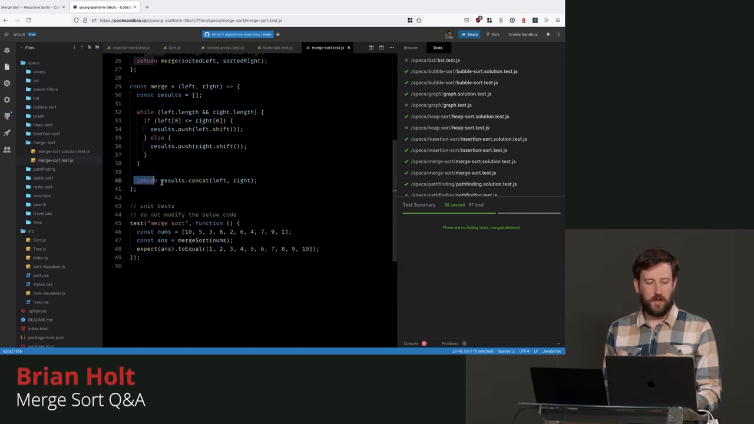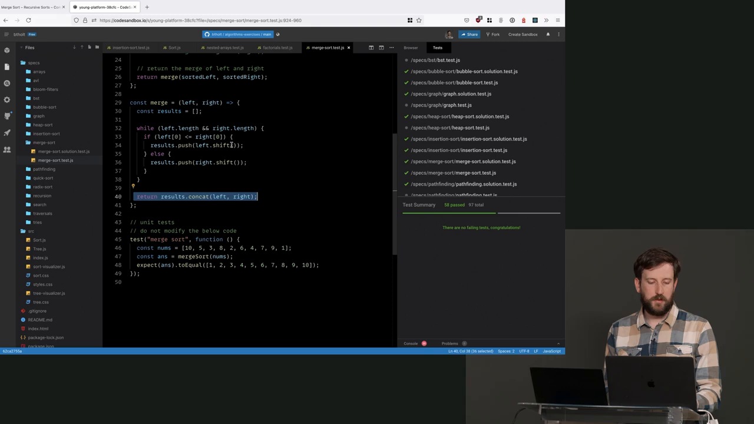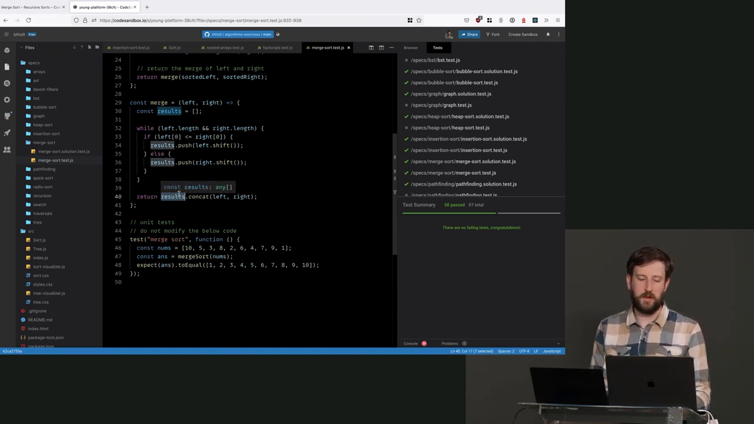So the question is on line 40 here, why are we concatenating left and right? And the answer to that question is one of these is empty, left and right, right? So we just need to make sure that those results get concatenated onto the end of results so that we capture all those numbers, because we know everything that's left in either left or right is by definition going to be larger than what's already in results, which is why we can just freely concatenate whatever's in there.